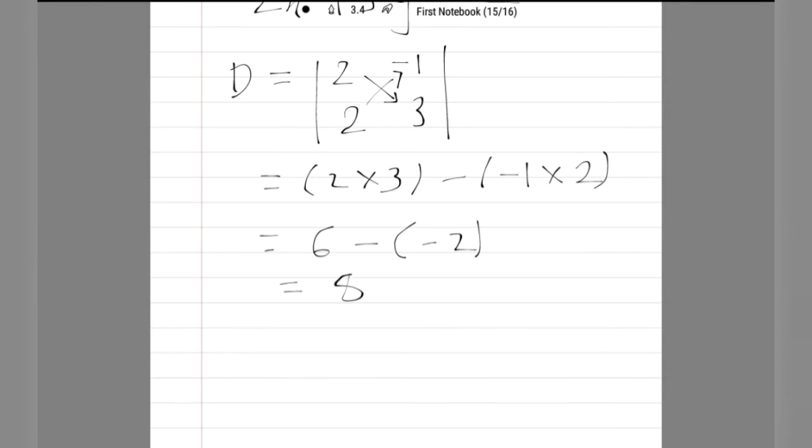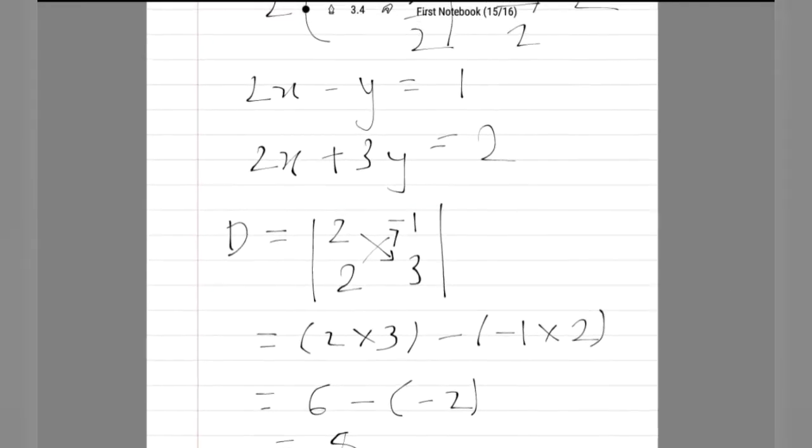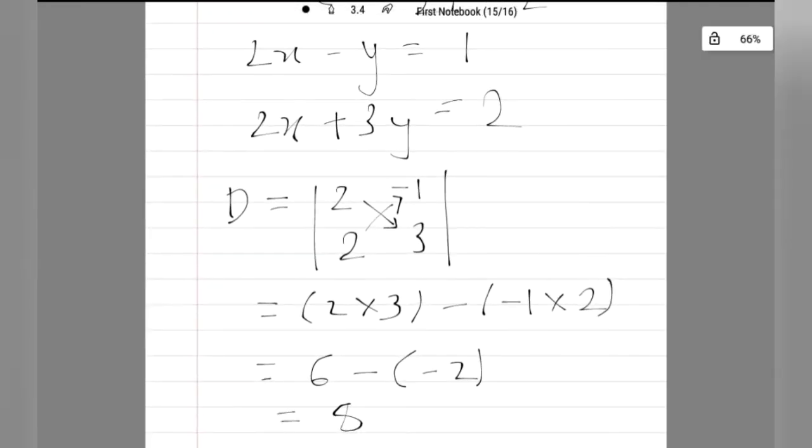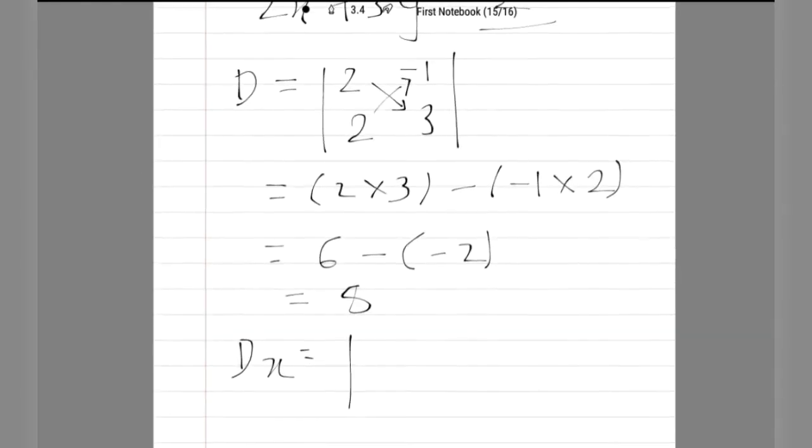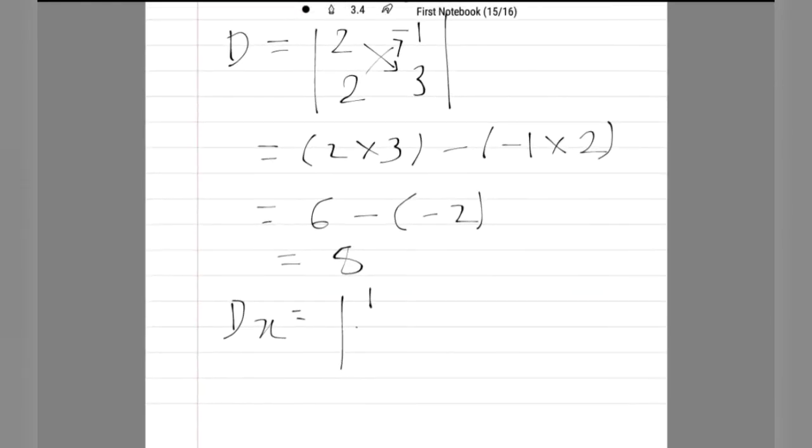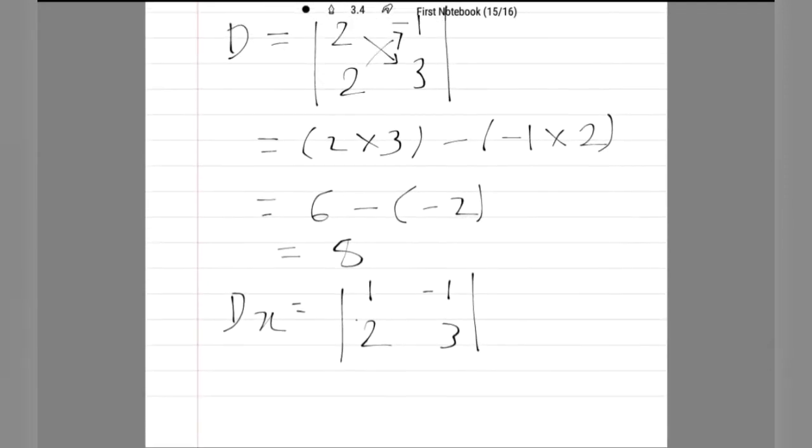Further, finding the value of dx. So how do we write the determinant dx? We do not write the x coefficients. Instead of that, we write here the constant coefficients. So what are the constant coefficients? That is 1 and 2. So writing here 1 and 2, and writing the y coefficients as they are, that is -1 and 3. So this is the dx determinant.